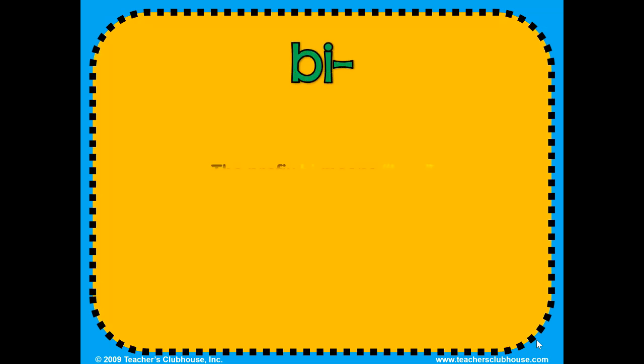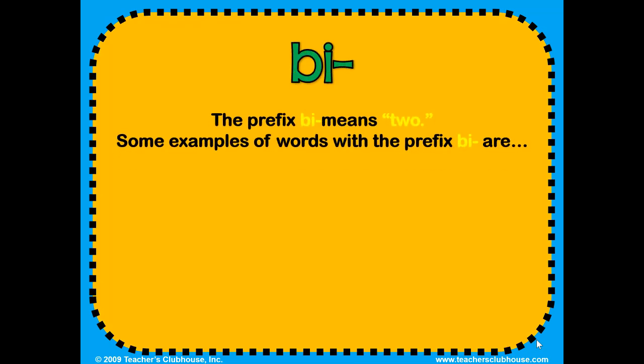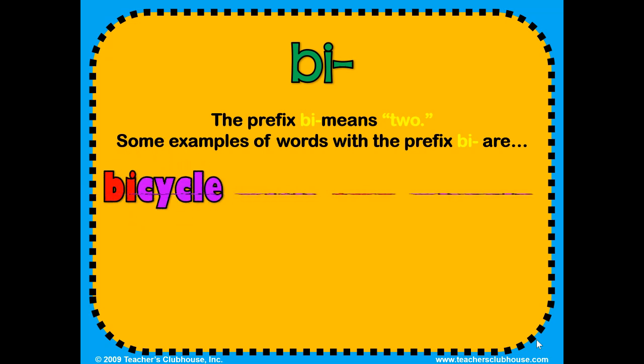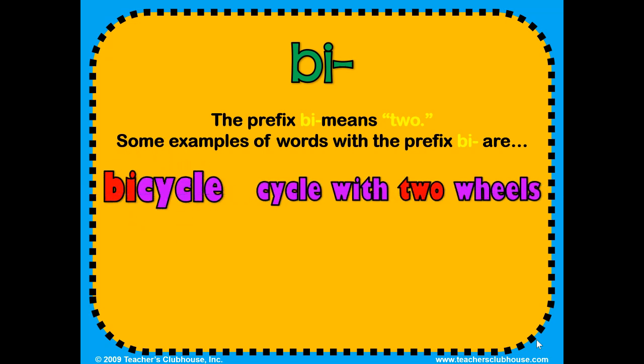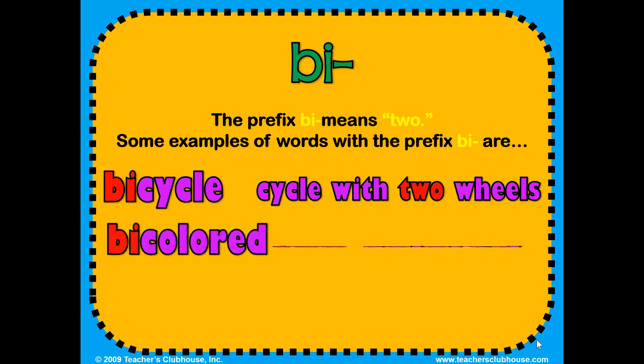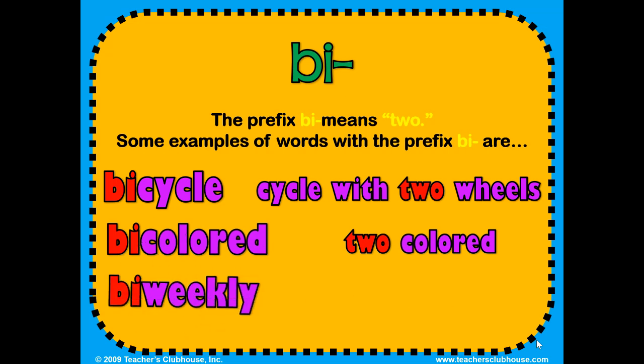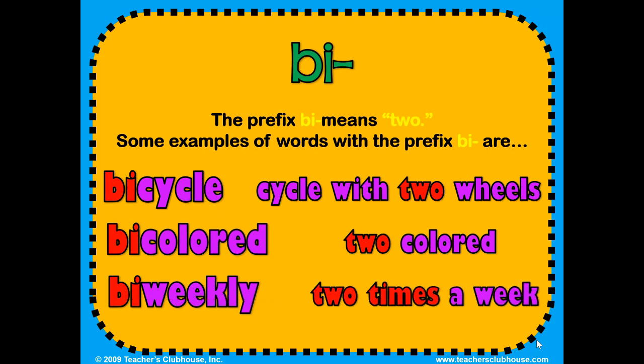Now let's take a look at by. The prefix by means two. Some examples of words with the prefix by are bicycle. That is a cycle with two wheels. Bicolored means that it is something that is two colored. Biweekly means that it happens two times a week.